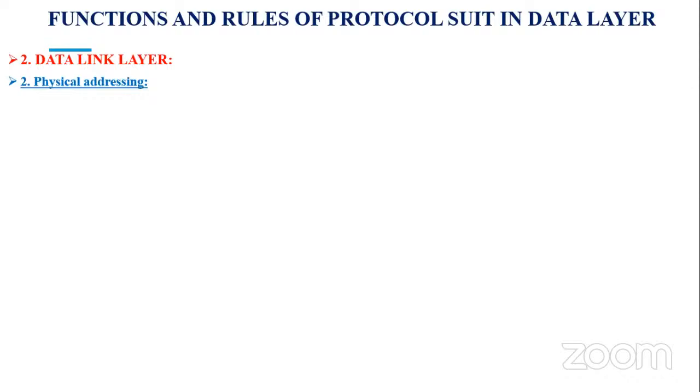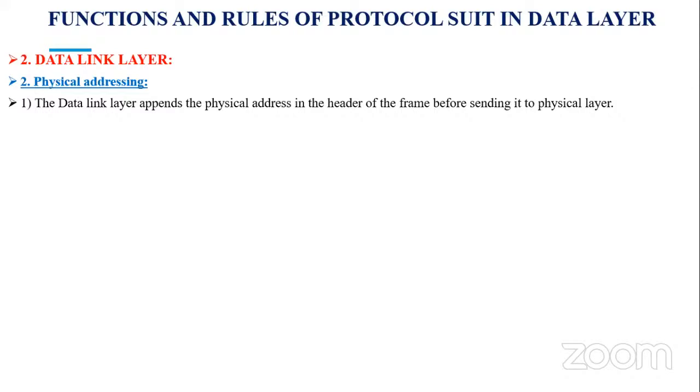The first function of the data link layer is framing. The next function of the data link layer is physical addressing. Physical addressing means every device has a physical address. A physical address means a permanent address. It is the MAC address, media access control address. Every device will have its own address. That is called the MAC address. The data link layer will take care of physical addressing also. In what way, we will see. The data link layer appends the physical address to the header of the frame before sending it to the physical layer.